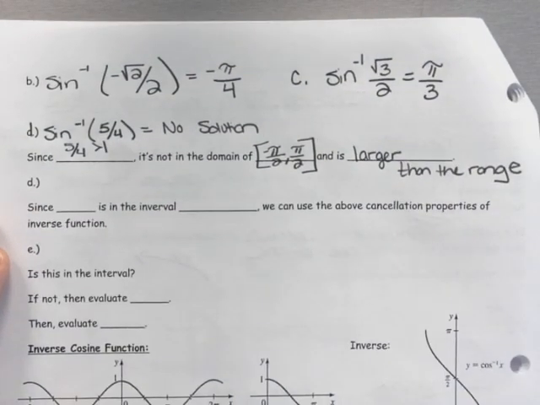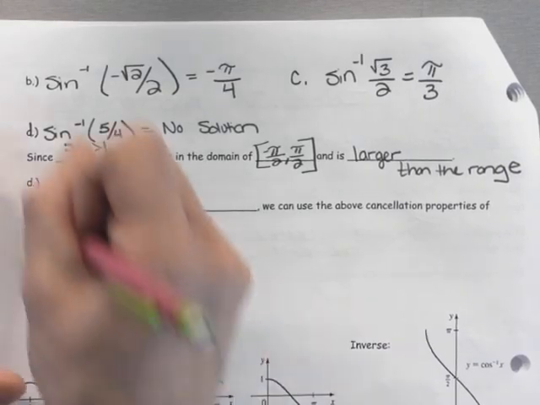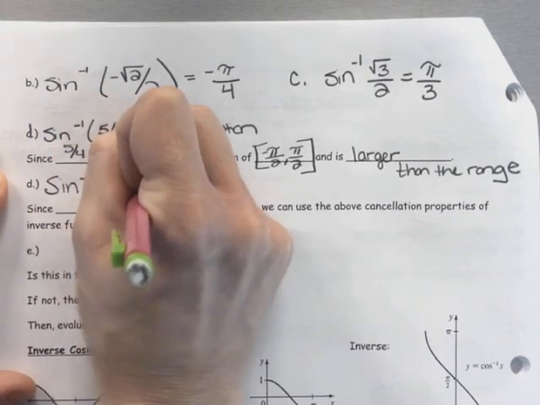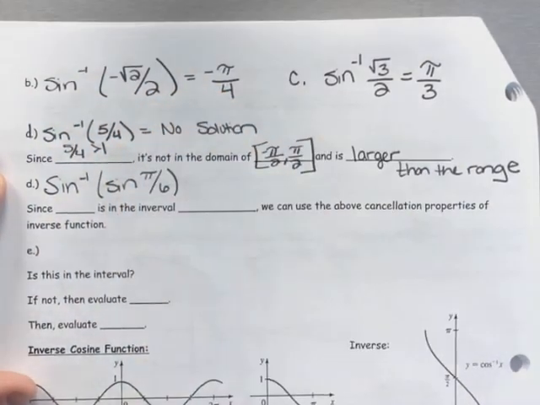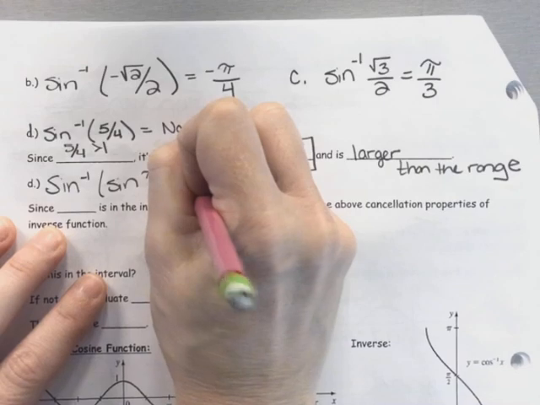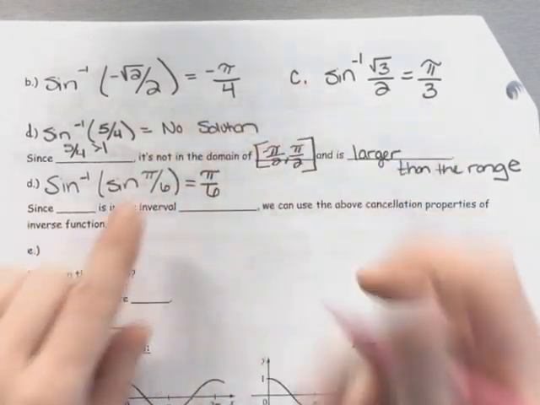All right, now I'm ready to talk about the cancellation property because we've finally gotten to one where we can talk about it. Okay, look at this problem. It looks trickier, right? Because there are 2 trig functions in there. Use what you know. Use your instinct. What do you think is going to happen with the inverse sine and the sine? They're going to cancel each other out, and my answer is going to be what? Pi over 6.